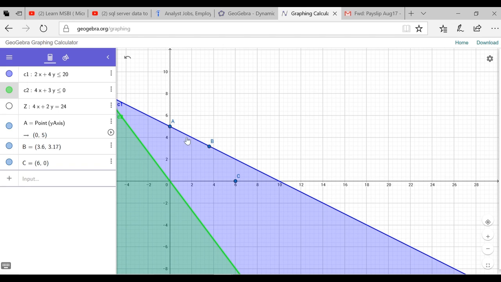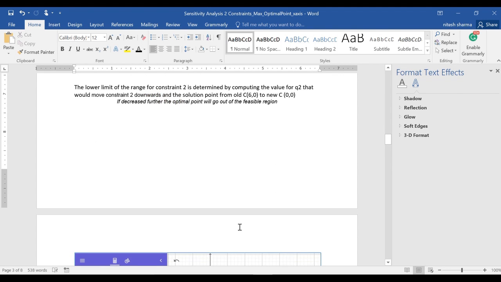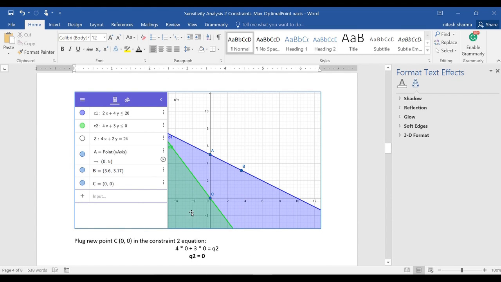If I take it to 0, my optimal point is still on the border of the feasible region. It is at the intersection of the binding constraint C2 and x-axis, and it is also positive, 0, 0. So that means this is my lower limit. So let's go back to our statement. I have decreased the value of constraint 2. I have moved the line downwards, and the solution point or the optimal point has moved from old 6, 0 to new value of 0, 0. But if I further reduce it, the optimal point goes out of the feasible region. I've represented it in the image over here.